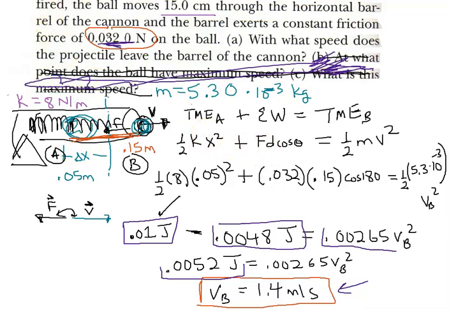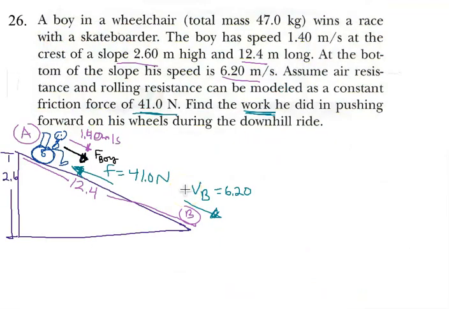Springs and friction together. Okay, so there's a lot going on in this question, but it's a good question and it helps you practice organizing a whole bunch of information. All right, so we have the boy in the wheelchair, and you have his mass, 47 kilograms, and he beats the skateboarder who doesn't get to be even in the picture because he lost.